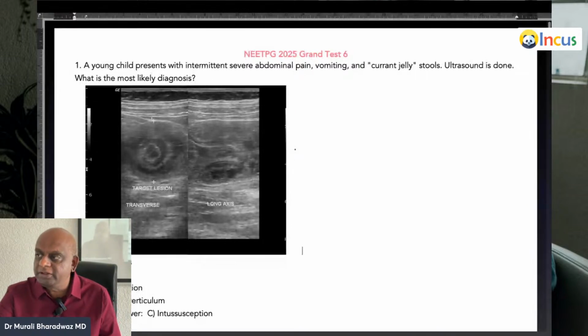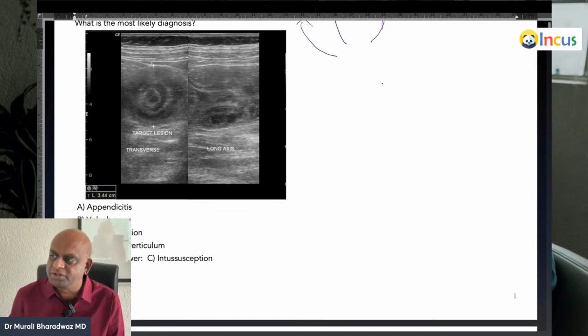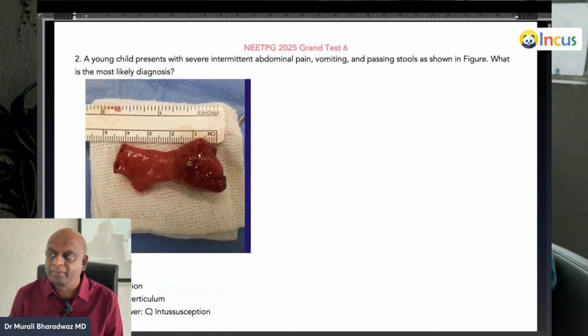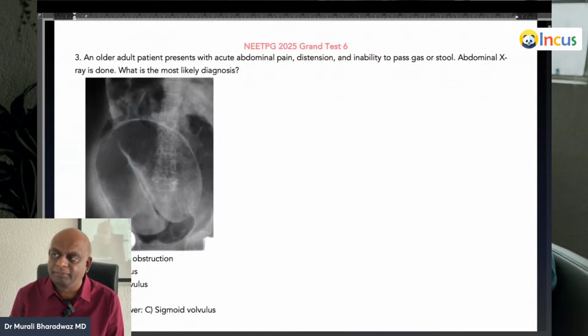A young child presents with intermittent severe abdominal pain with vomiting and currant jelly stools. The moment currant jelly stools are there and you are able to see the target lesion, the diagnosis is intussusception. Once more, intermittent abdominal pain, this is how a currant jelly stool looks like, which is intussusception.